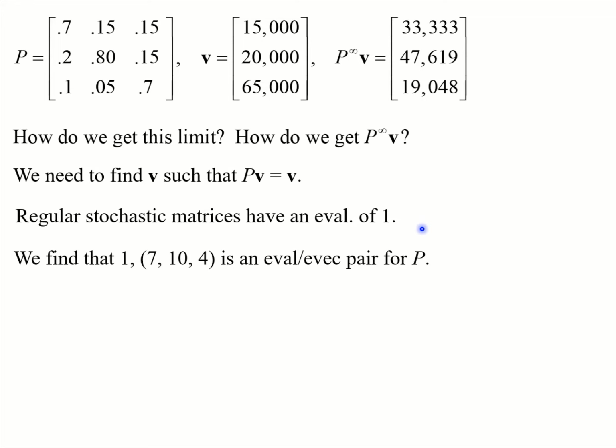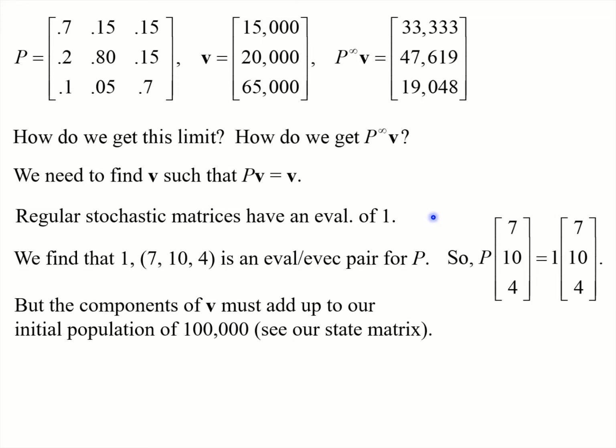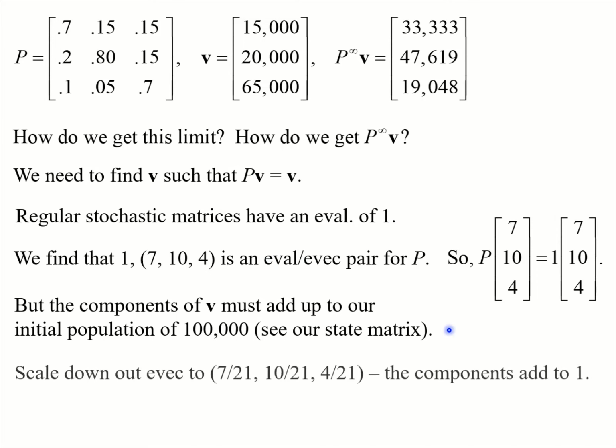Now, what does that tell us? That tells us that P times (7, 10, 4) gives you 1 times (7, 10, 4). And we're kind of getting there. We found a V such that PV equals V. But we've got to consider our population. The components of V must add up to our initial population of 100,000. See, that adds up to 100,000. That's our state matrix there.